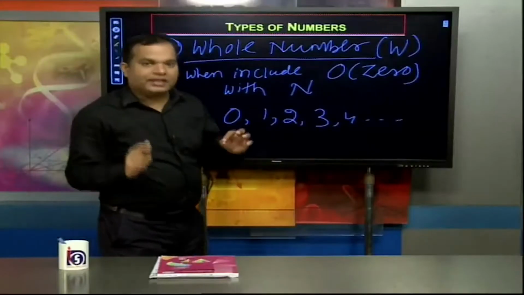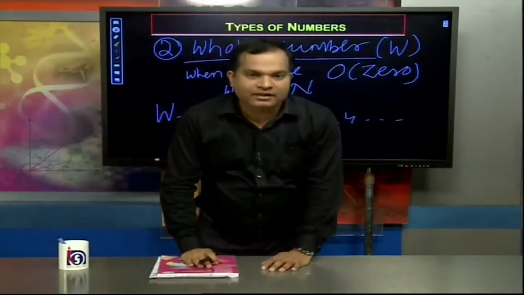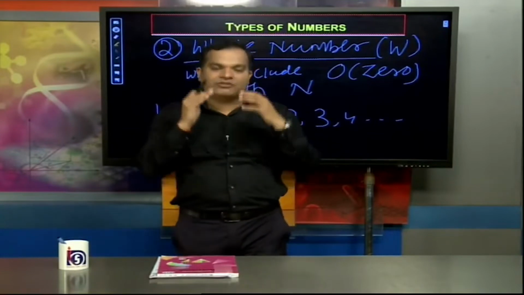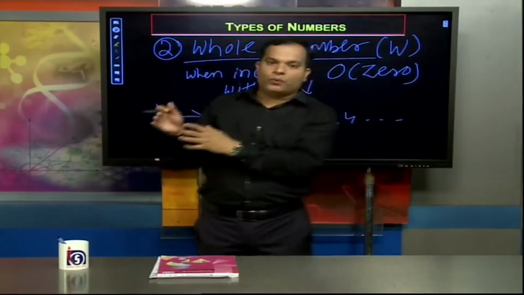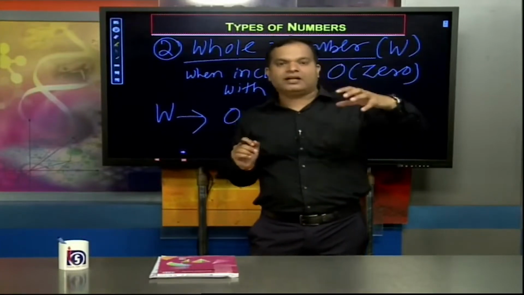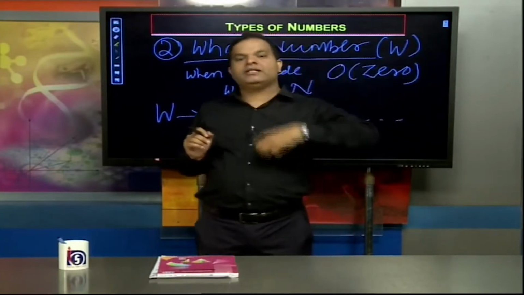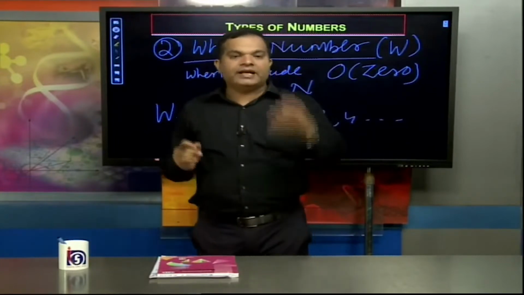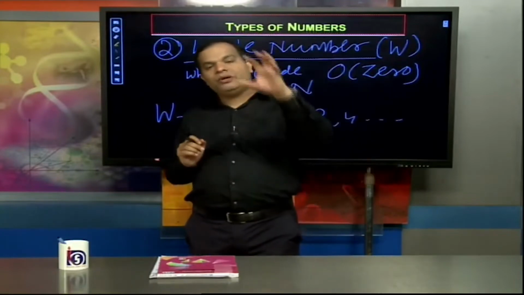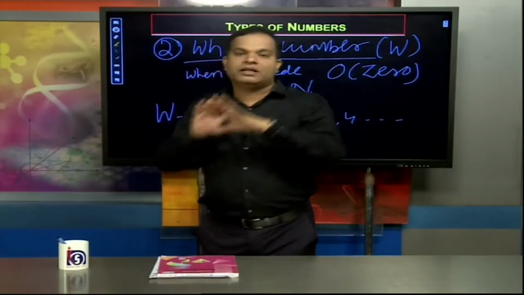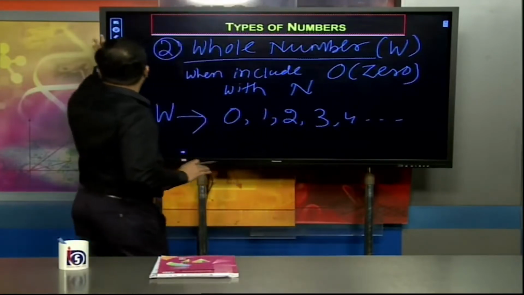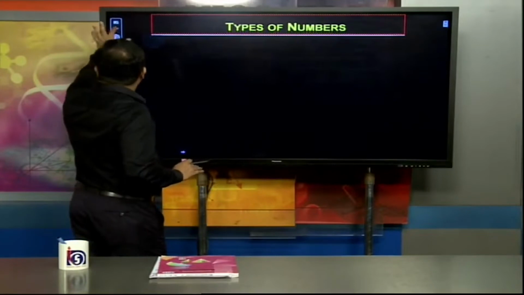Very simply, I can say the concept of 0 arises when a number is subtracted from itself. Suppose 2 minus 2, then you will get 0. So when a number is subtracted from itself, the concept of 0 is generated, and when 0 is included with the natural numbers, you will find the whole numbers. Okay, this is the second category of numbers. Now we will move to the third category of numbers.